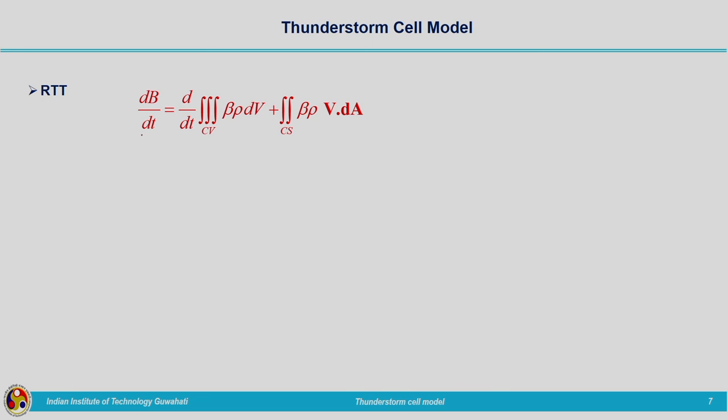The time rate of change of extensive property dB by dt is equal to d by dt of the volume integral over the control volume of beta rho dV, plus the surface integral across the control surface of beta rho V dot dA. Here you should note one thing: I have put this V dot dA in bold letters because these are vectors, the velocity vector and the area vector.